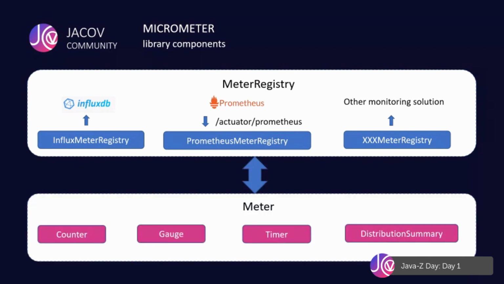A meter is the interface for collecting a set of measurements, which we individually call metrics. And different meter types result in a different number of metrics generated. For example, there is a single value that represents a gauge or counter, but for a timer, there are two metrics: the total count of events and the total time of all events.